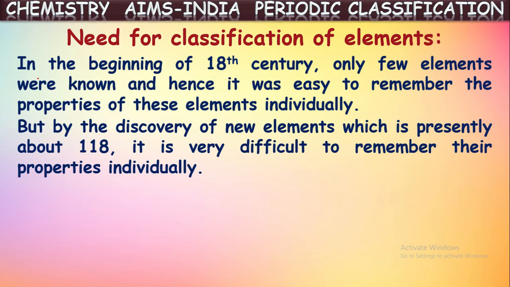But by the discovery of new elements, which is presently about 118 elements, it is very difficult to remember their properties individually, isn't it? If there are only 5 or 6 or 10 elements, we can hardly remember all their individual and separate properties. But if there are so many elements, how many are there nowadays? Around 118 elements have been discovered so far. So remembering the properties of all these 118 elements individually is a difficult task, isn't it?